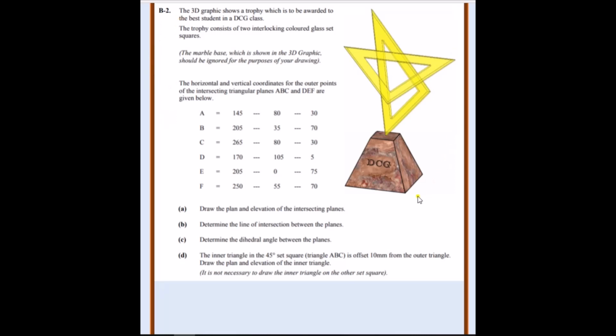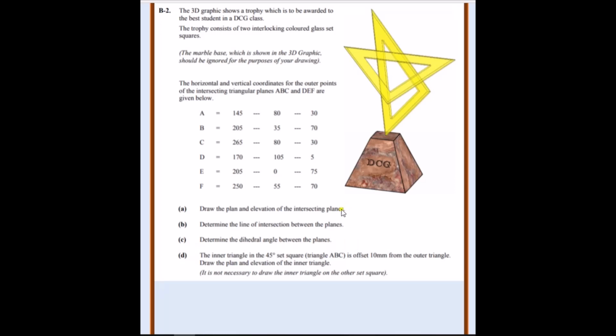So what we have here is a 3D graphic showing two interlocking set squares. These are all the coordinates given to you here. Next are the questions. A, draw the plan and elevation of the intersecting planes. B, determine the line of intersection between the planes. C, determine the dihedral angle between the planes.